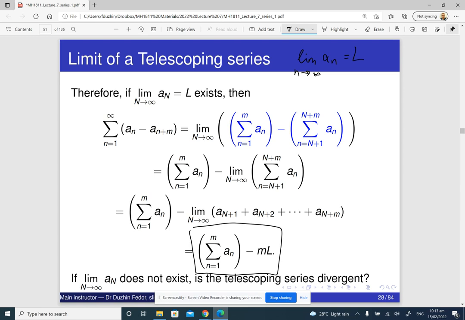So a good question is, what happens if the limit does not exist? Does it mean that our telescoping series diverges, or it doesn't diverge? You can think a little bit about it. There will be some questions in the quiz, but I will give you a hint. Usually the answer is yes. Usually the telescoping series actually diverges in that case if the limit does not exist. But there are exceptions.